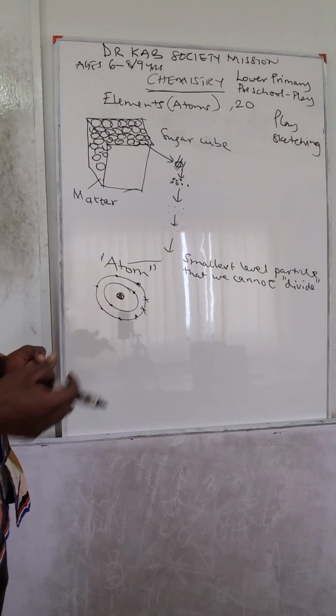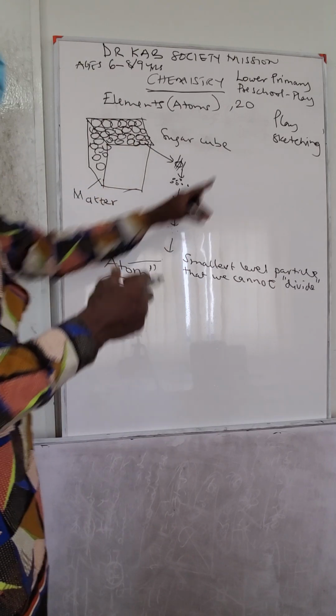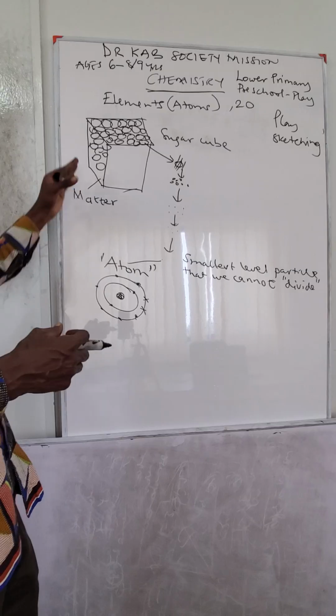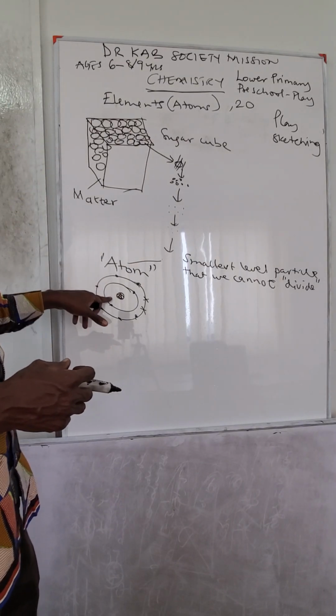So you can let them play with the sugar and then go on like that. And then you come to the sketching. Those in the lower primary, you can let them sketch, draw. So keep on dividing, and then they come to this. You can let them sketch something like that.